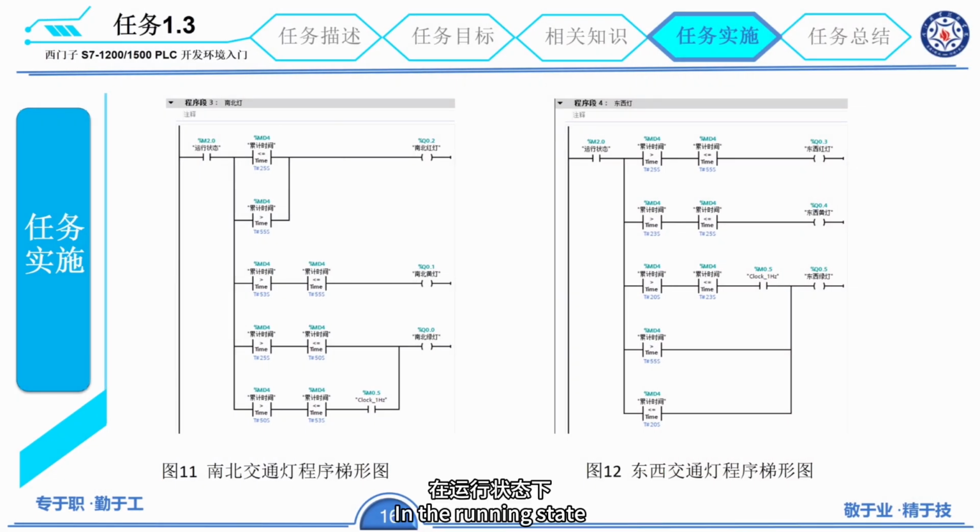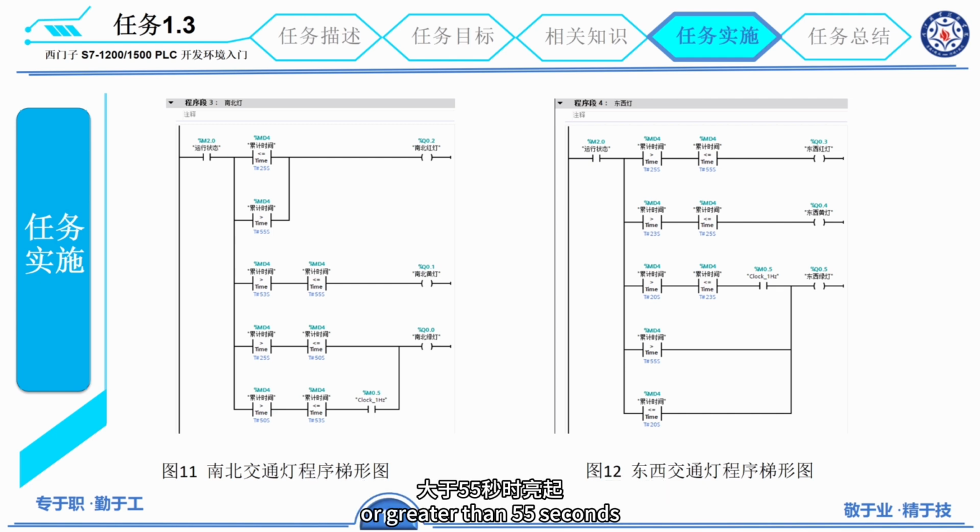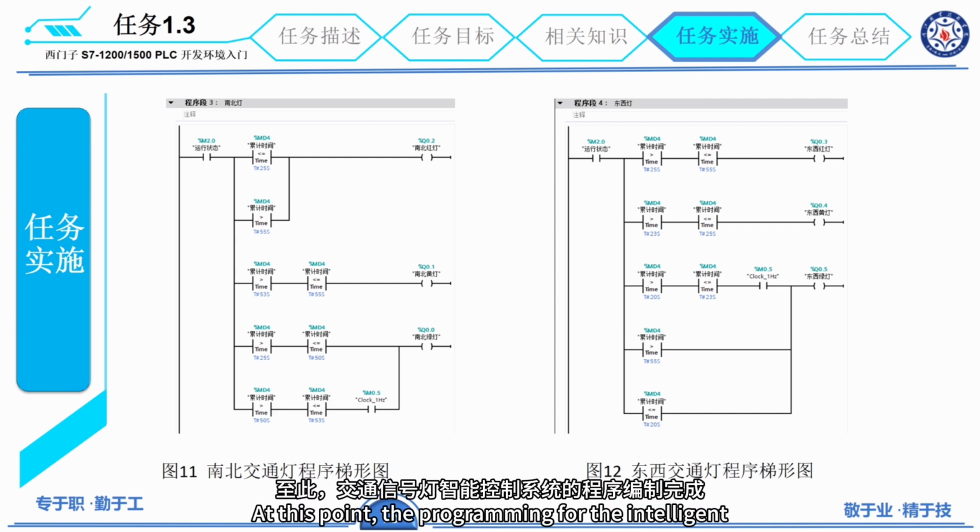In the running state, compare this accumulated time parameter with the required times from the task to implement the functions of each traffic light. For example, the north-south red light turns on when the accumulated time MD4 is less than or equal to 25 seconds or greater than 55 seconds. At this point, the programming for the intelligent traffic light control system is complete.